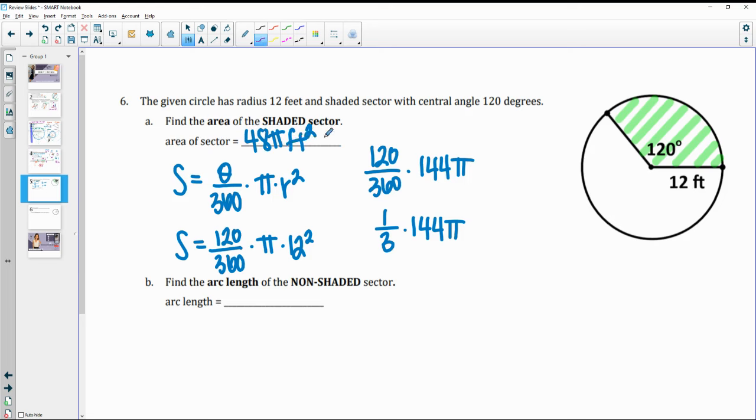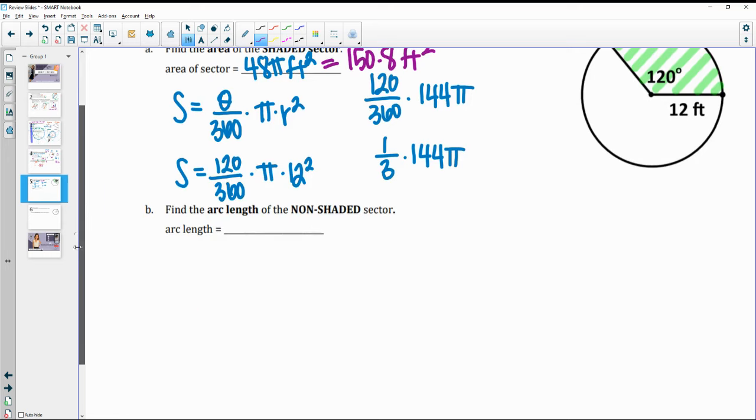Or if your teacher wants you to do it in decimal form, then you can just multiply out pi as a decimal, and you can get 150.8 feet squared. So either one of those is fine, depending on how you need your answer to be.